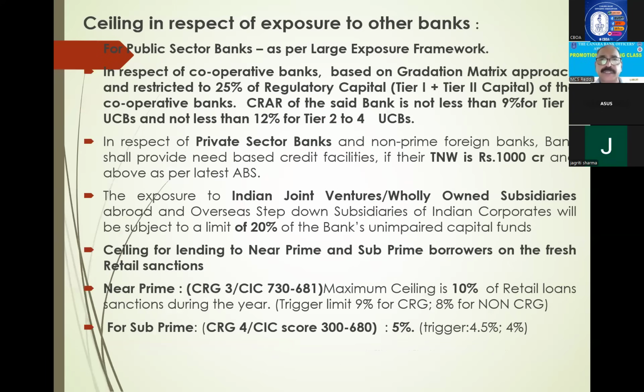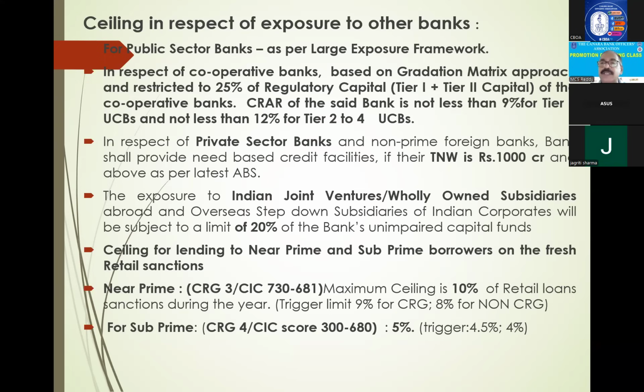Next, ceiling in respect of exposure to other banks. To other banks also we can give loans. But for public sector banks, as per large exposure framework, what does it say? If it is another public sector bank, up to 25% of our capital we can give. Same thing applies here. But in respect of cooperative banks, based on the gradation matrix approach, it is restricted to 25% of regulatory capital, Tier 1 plus Tier 2, of the cooperative bank. So maximum 25% of the cooperative bank's total capital, Tier 1 and Tier 2. Up to that extent we can sanction to cooperative banks, provided CRAR, the capital ratio of the said cooperative bank, is not less than 9% for Tier 1 UCBs, urban cooperative banks, and not less than 12% for Tier 2 to 4 UCBs.